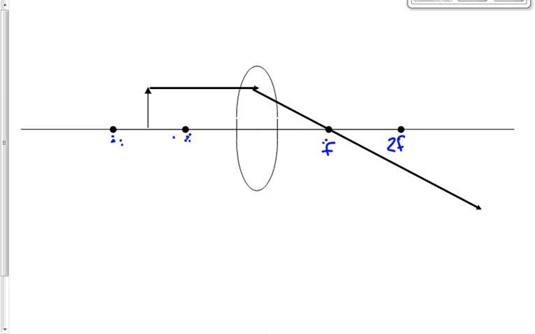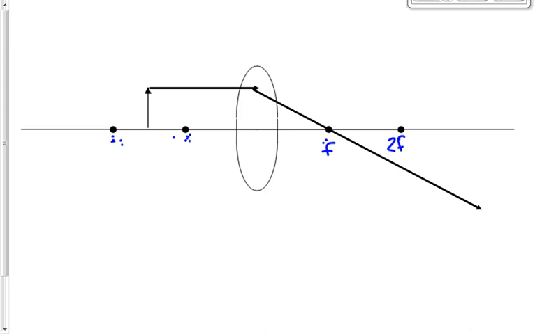Where does that second ray go? By the way, why does that go through the focal point? All rays parallel to the principal axis for this type of lens go through the focal point. That's what happens when we have converging lenses. A converging or convex lens as opposed to a converging or concave mirror. All rays parallel to the principal axis converge at the focal point.